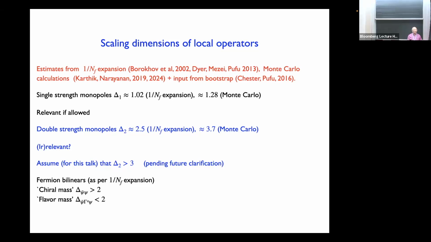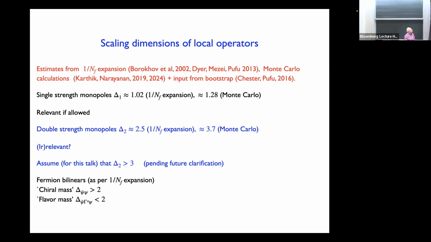My understanding is that bootstrap barely allows for this possibility, but it's at the border of what may be allowed. Barely allows which possibility? The numerical possibility. The range that bootstrap gives includes this, but goes to smaller values. That includes the 1 over NF answer as well.